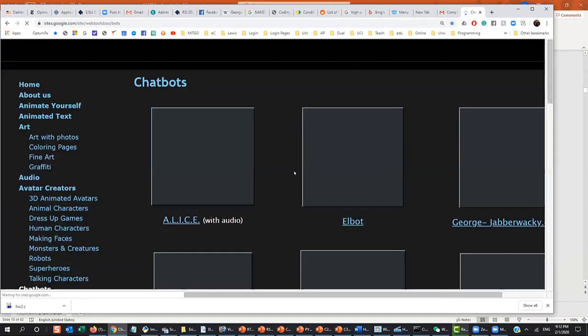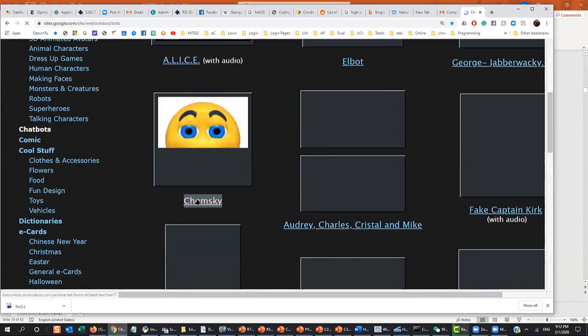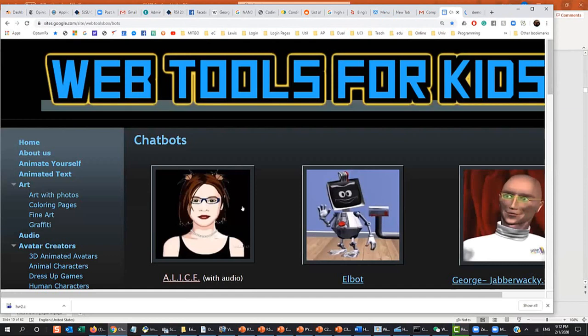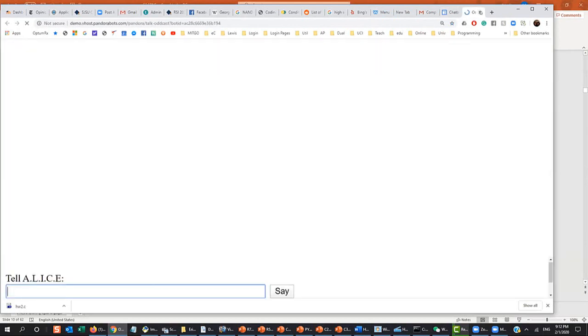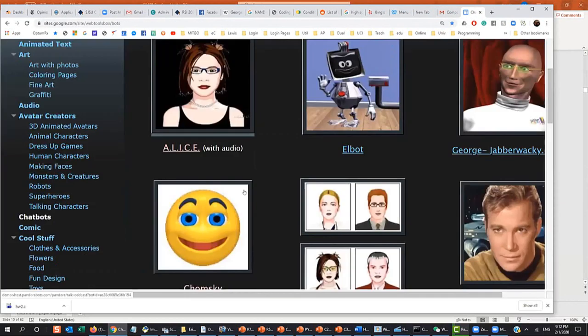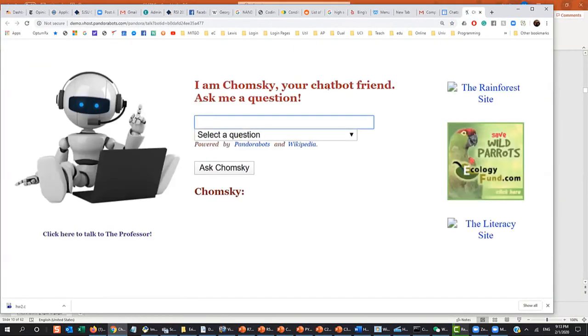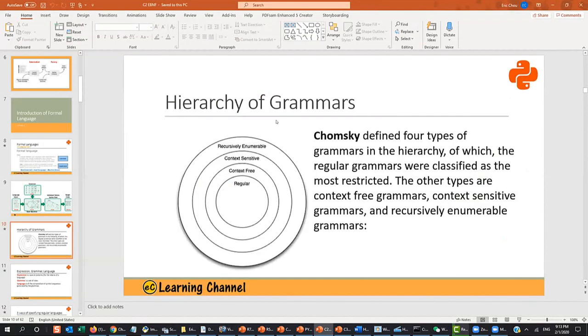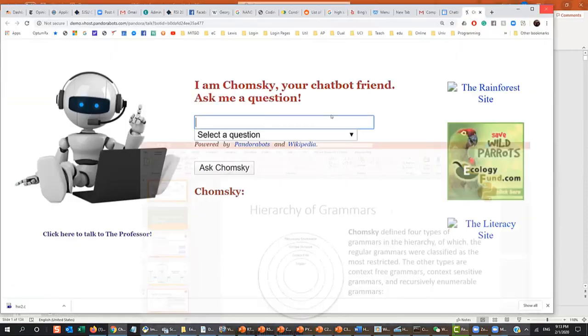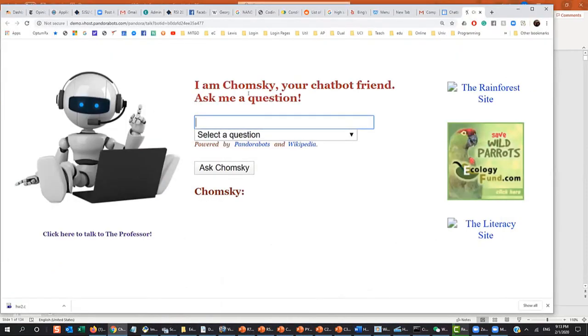Chatbot. And here there is one chatbot called Chomsky. Oh, I'm sorry, it's the Eddies, not the Chomsky. I clicked on the wrong one. Okay, the second one, Chomsky. Chomsky is a person who actually created this sort of grammar, classifying four levels of different grammar. And the Chomsky here is actually a chatbot. I think they borrowed the name from this researcher. So let's try this one.